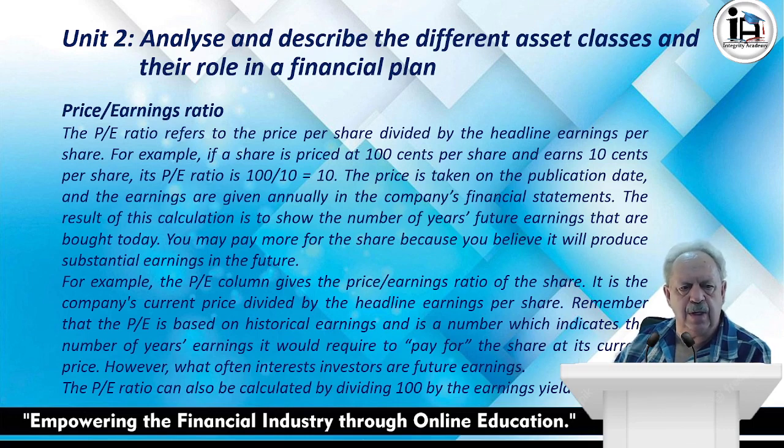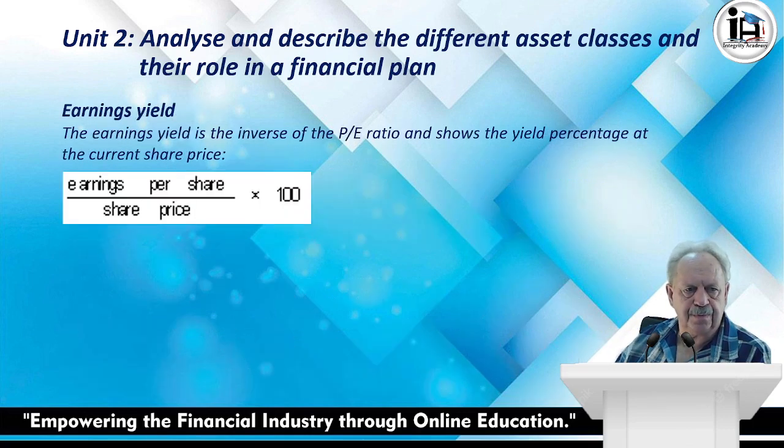Remember, the PE is based on historical earnings and is a number which indicates the number of years of earnings required to pay for the share at its current price. However, what often interests investors are the future earnings. The PE can also be calculated by dividing 100 by the earnings yield.